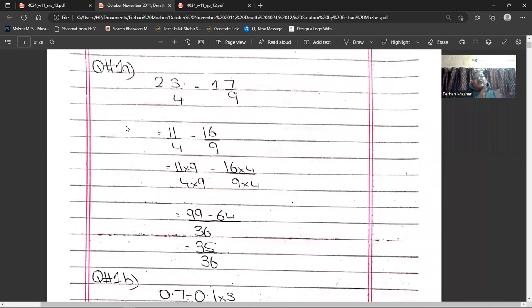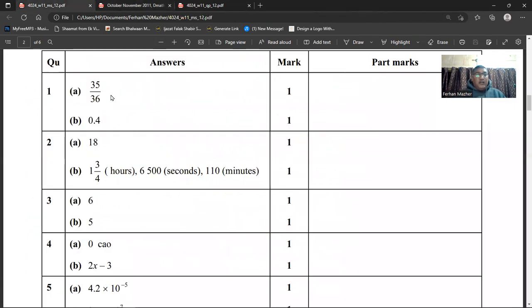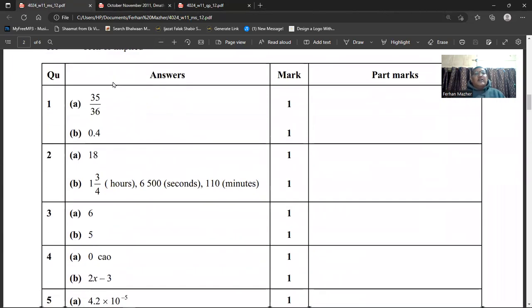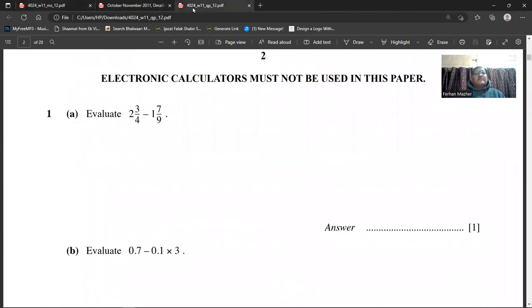And because they have different denominators, we will take their LCM. I will try to make the denominators the same. For this purpose, the first fraction, its numerator and denominator, both will be multiplied by 9, and the second fraction, both the numerator and the denominator, will be multiplied by 4. So you will have 99 minus 64, the whole thing divided by 36. That will be 35 by 36. 35 by 36 is the right answer.